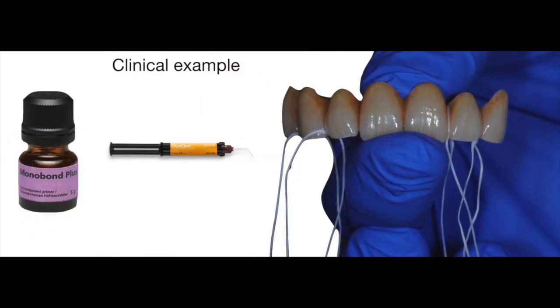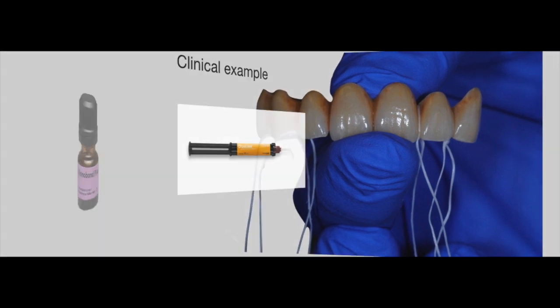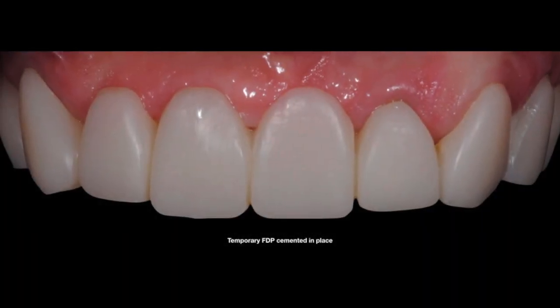Let me walk you through the technique using a clinical example. After preparations, final impressions, and temporization of this case, we sent a prescription to the lab for a full contour zirconia fixed dental prosthesis. Once received and proper fit confirmed, we are ready to follow the ACP concept described by Blatz.